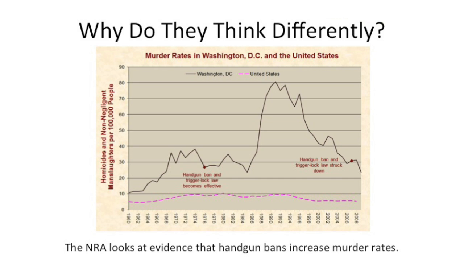Murder rates in Washington, D.C. Okay, so this line here, the black line, is Washington, D.C. And then this dotted purple line is the United States, the whole country during that same time period. Good. What does this tell us?